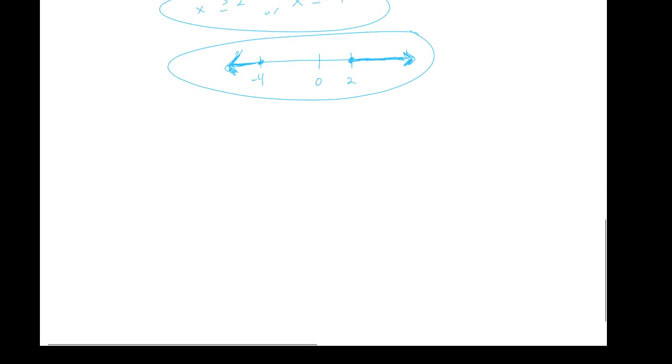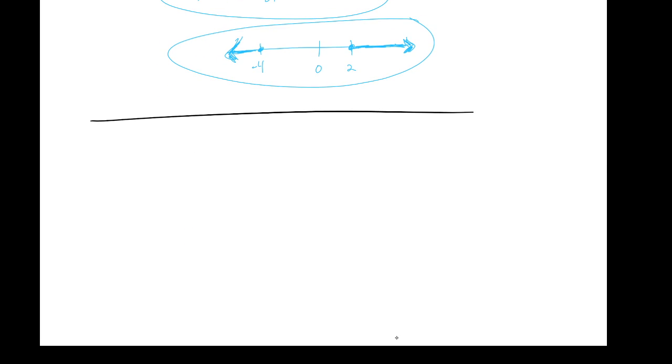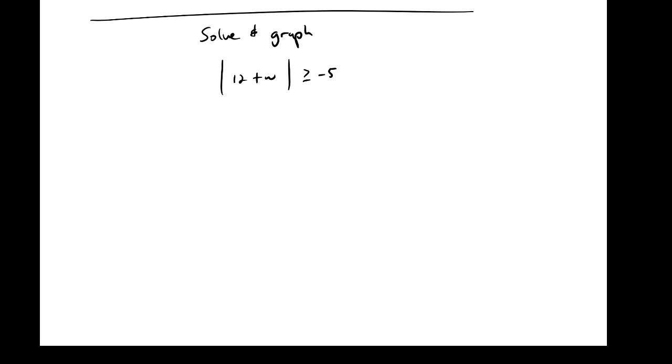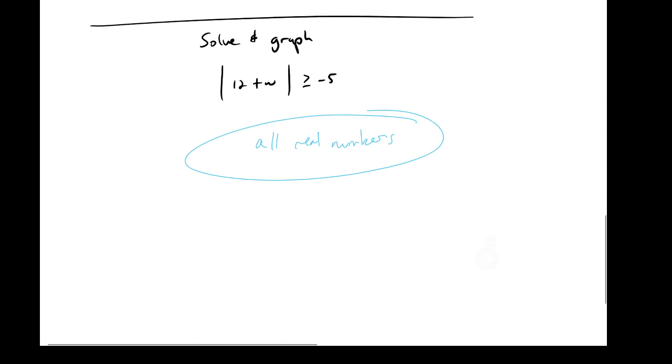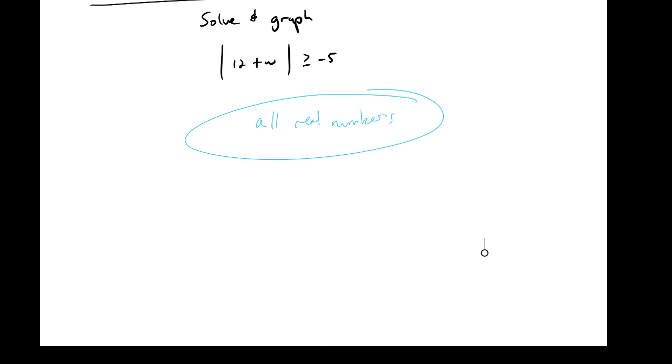All right, so what happens when we have these disjunctions? We're going to solve and graph where we have the absolute value of 12 plus w greater than or equal to negative 5. Well, we can deal with this negative. If we have it with a greater than, what this winds up being is all real numbers. So when it was less than, going back, with the negative, it was no solution. The default here, when it's greater than, is all reals. Okay.